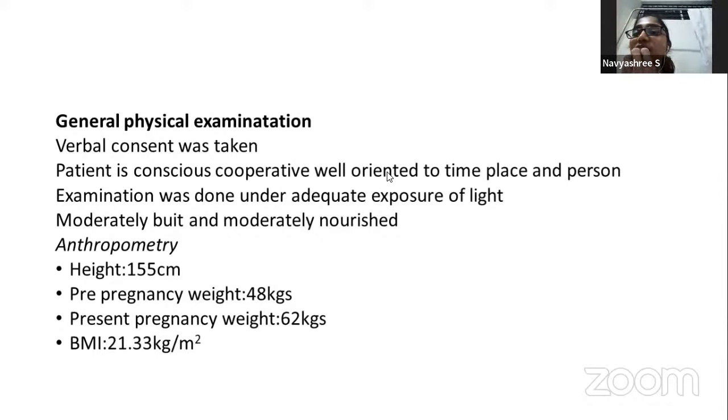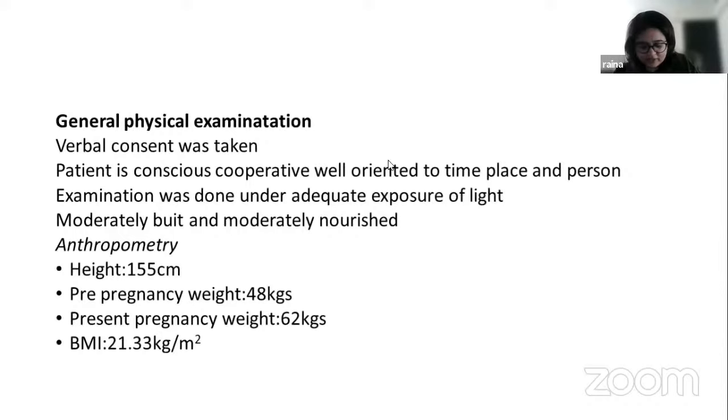Her BMI is calculated according to pre-pregnancy weight. Yes, so as per BMI, the weight gain is slightly on the higher side, you are right. The weight gain changes as per BMI. If she was underweight, if her BMI was say 18 or 17, then this much weight gain is appropriate. But if her BMI was 30, then this much weight gain is more. On average, we say 9 to 12 kg is the average weight gain for an average BMI. Okay, continue.